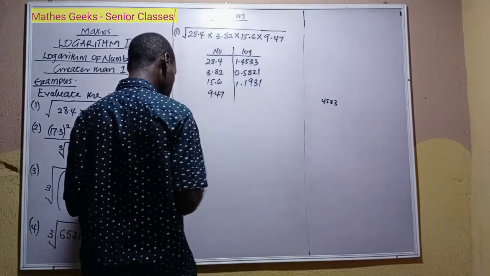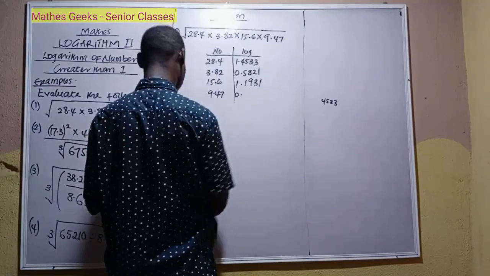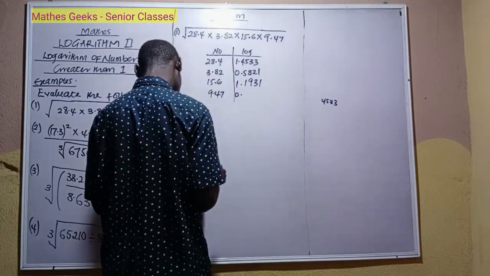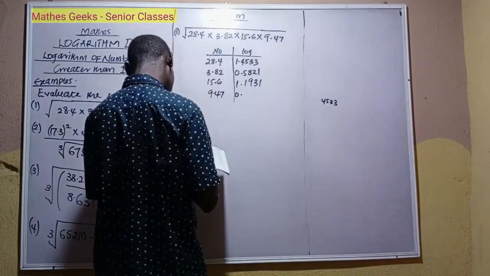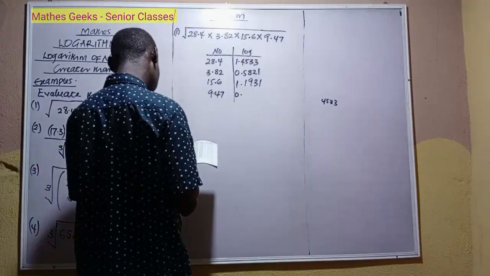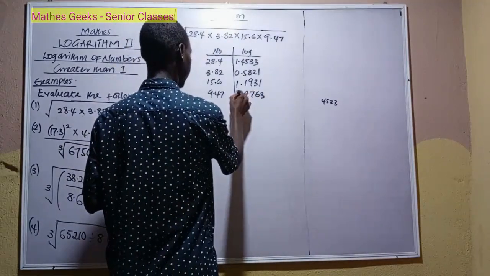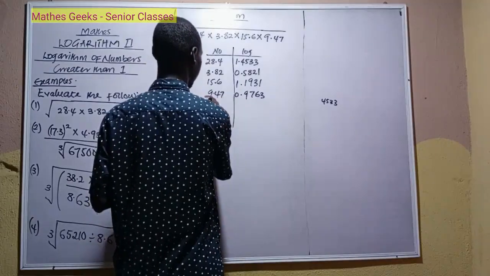9.47. Characteristic 0. So 94 under 7 will give us 9763. So next thing is to add.